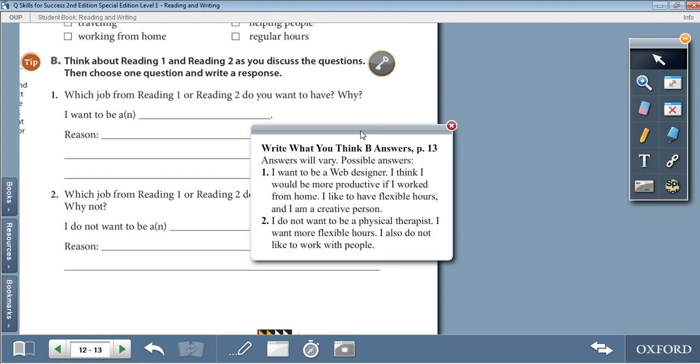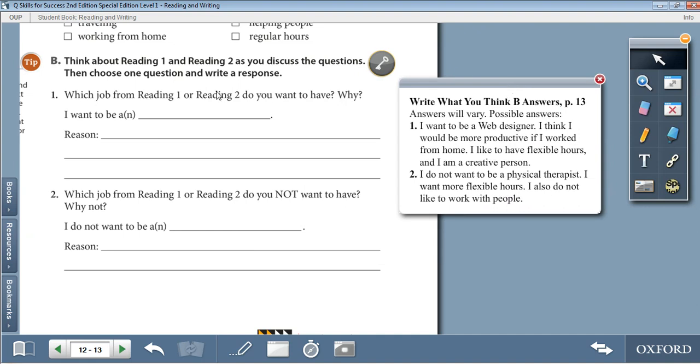You only need to choose one question and write what you think, your response. Here are sample responses for both questions. Question 1. Which job from reading 1 or reading 2 do you want to have? Why? Now, I want to be a web designer, for example. I think I would be more productive if I worked from home. I like to have flexible hours and I am a creative person.